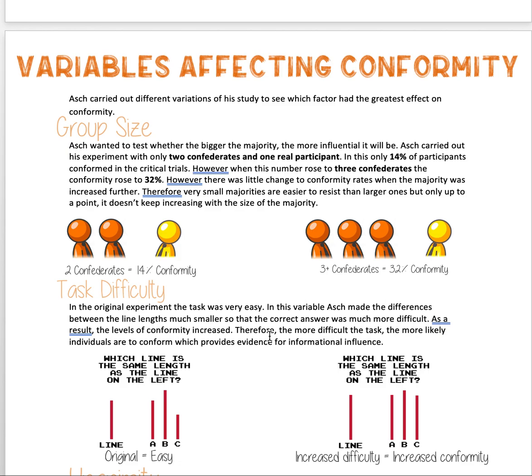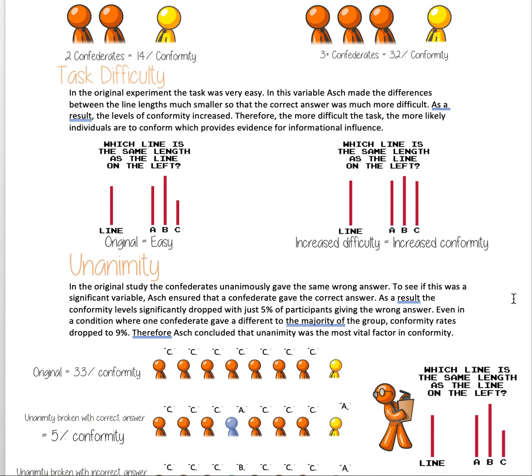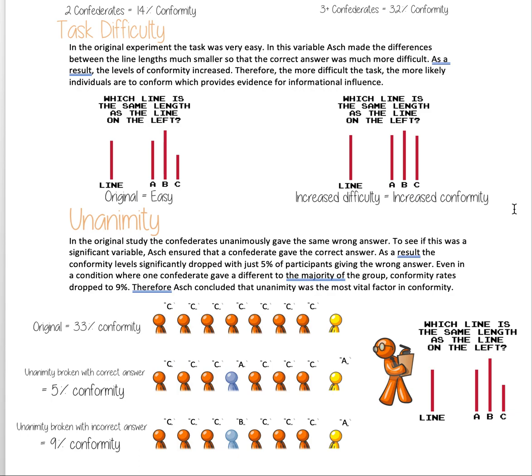The key variables: group size had a significant impact. When it increased from 2 to 3, the conformity levels doubled, having 3 confederates as opposed to 2, but then it didn't really increase much more than that. Task difficulty: the conformity levels increased when the task became more difficult, basically supporting this idea of informational influence. You looked to others for the answer if you didn't know it, or if it was less clear.